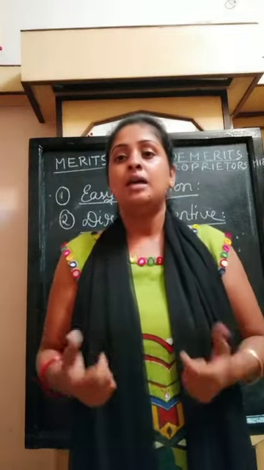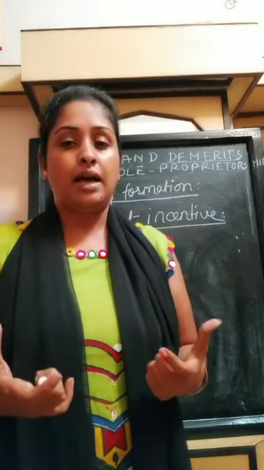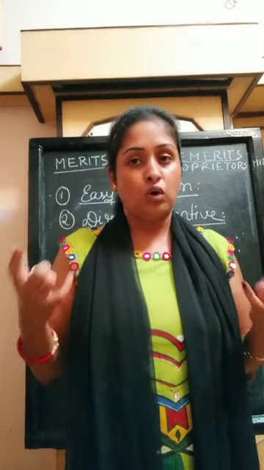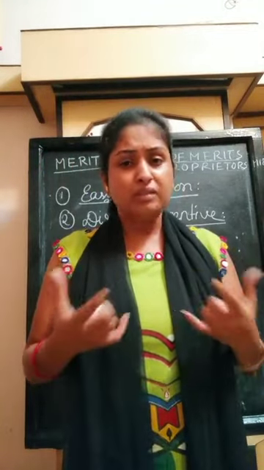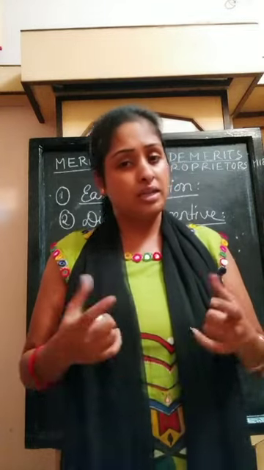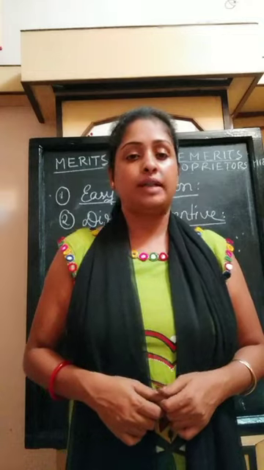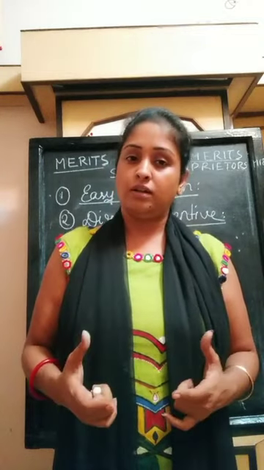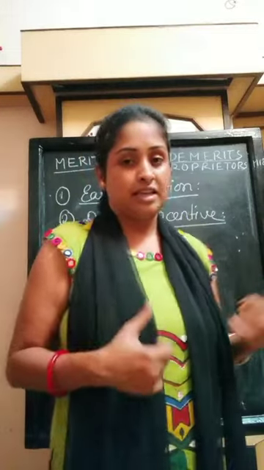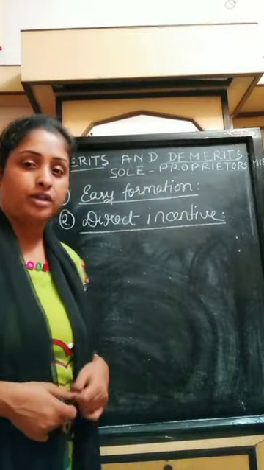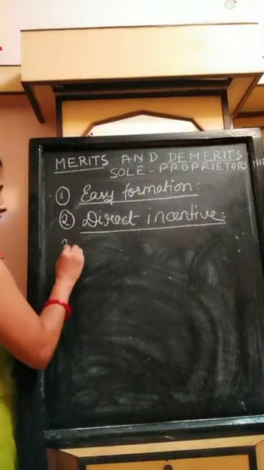At the same time, he has to utilize the whole resources, and that's why there is a risk also. So he suffers the loss alone also. So there is no one who takes his profit, and there is no one who shares his loss either. So this is the second important point. The third important point is decision making.